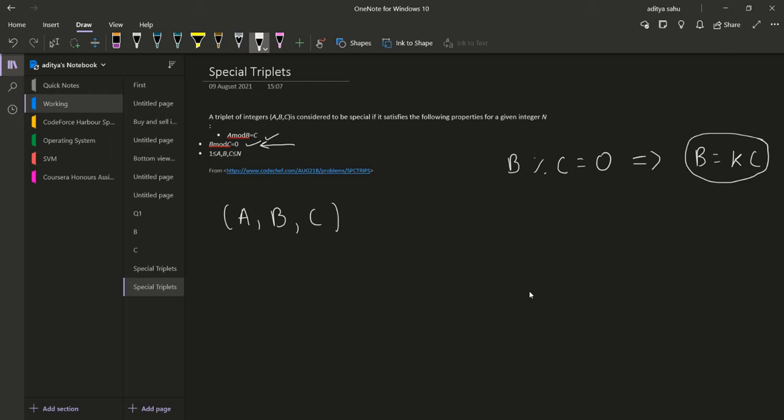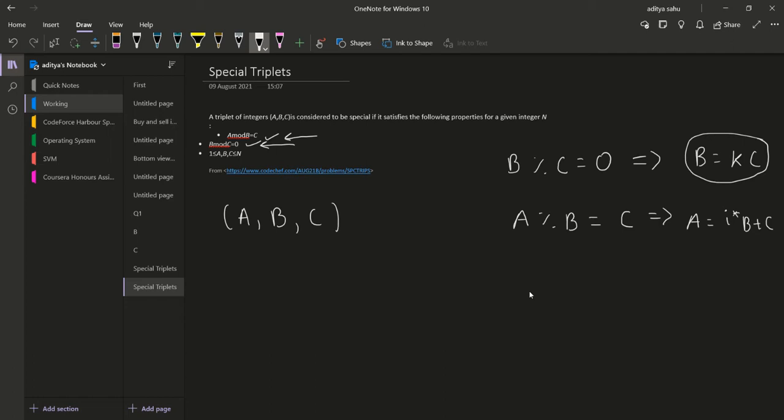And let's now look at the first constraint. It says that a mod b is equal to c, implying that a must be of the form where some integer i is multiplied with b, and there must be a remainder c to it. If a is of this type, then only this expression will be true.